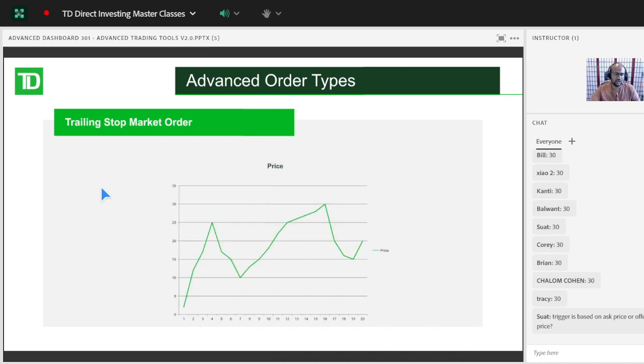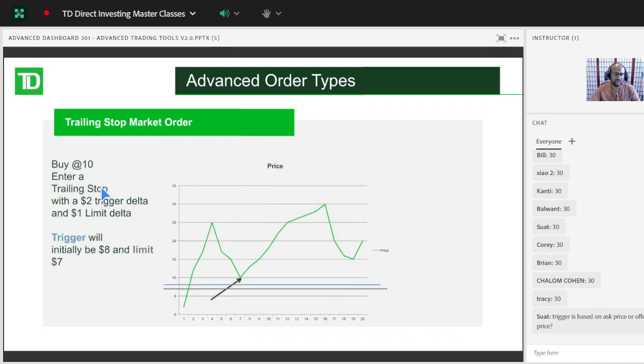Okay, so in this scenario, and sorry, this should say stop limit order. I don't know why it says market order. But on this chart, we're still buying. We've got the stock at $10, which we bought. We're going to set up a trailing stop order with a $2 trigger delta. What does that mean? It means that our initial trigger price is going to be $8. And we've also set a $1 limit delta.